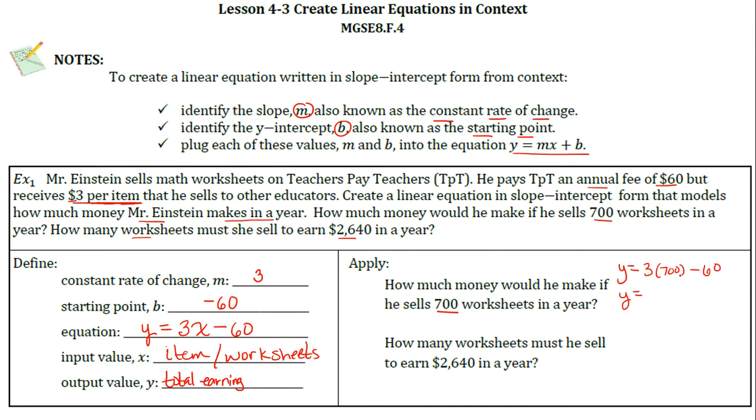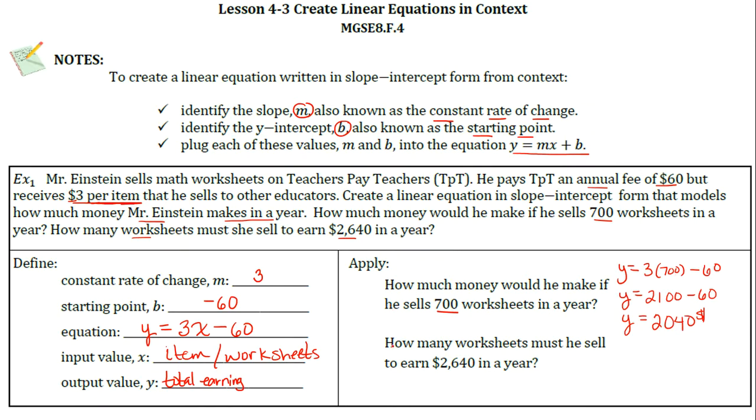So 3 times 700 is going to be 2,100, minus the 60, because he has to pay that to TPT. So when we subtract this out, we're going to get 2,040. So this is how much money he's going to make in a year if he sells 700 items.